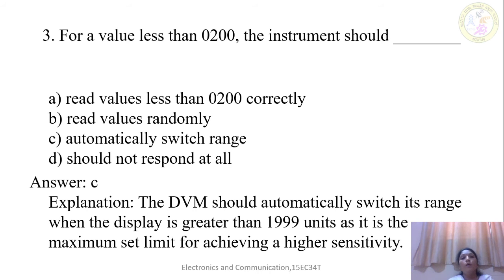So next question is, for a value less than 200, the instrument should: read values less than 200 correctly, read values randomly, automatically switch range, or should not respond at all. Answer is automatically switch range. The DVM should automatically switch its range when the display is greater than 199 units, as it is the maximum set limit for achieving higher sensitivity. Hence, for a value less than 200, the instrument should automatically switch the range.